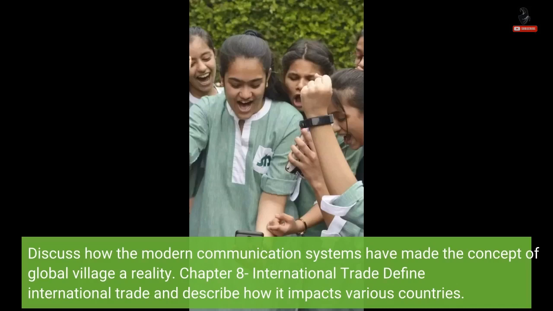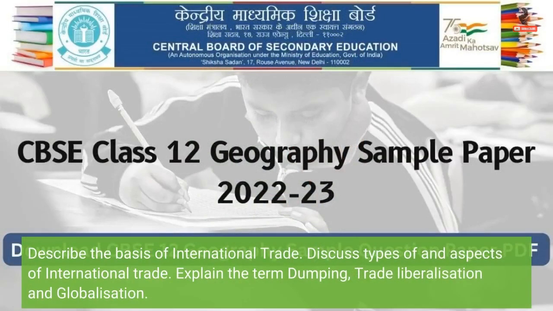Chapter 8, International Trade. Define international trade and describe how it impacts various countries. Describe the basis of international trade. Discuss types of and aspects of international trade. Explain the terms dumping, trade liberalization, and globalization.